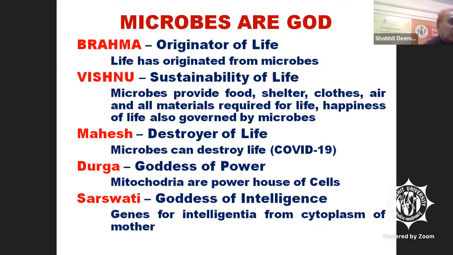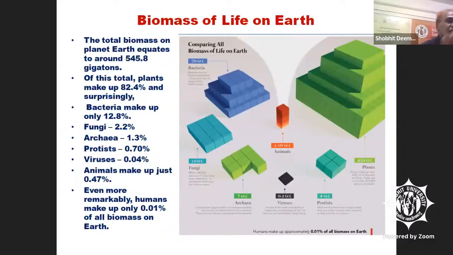Durga, goddess of power. And now it is known that the mitochondria are the powerhouse of the cell. And you know that the mitochondria are transmitted from the woman. So you can see that the goddess Durga is the powerhouse of the cell. Saraswati: the genes of intelligence are also known to be located on the female chromosomes. So the entire Srishti, you will see, the entire creation, microbes are the God.